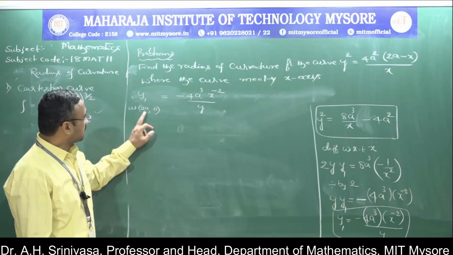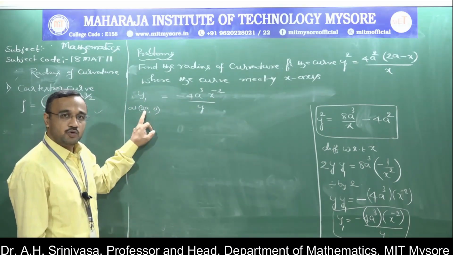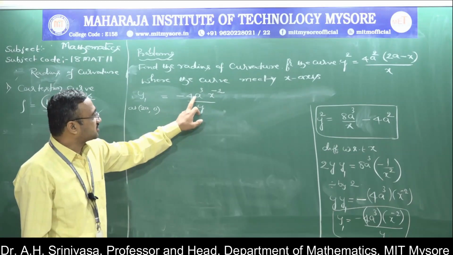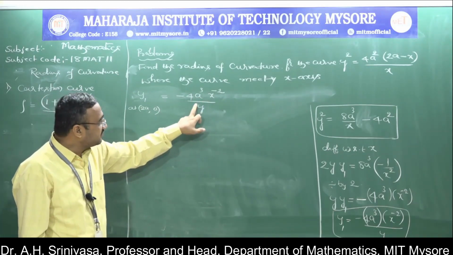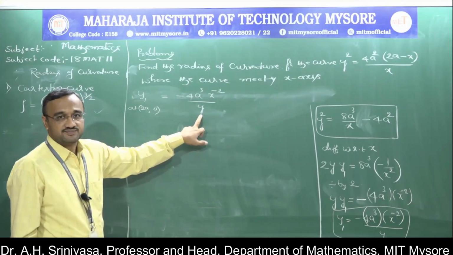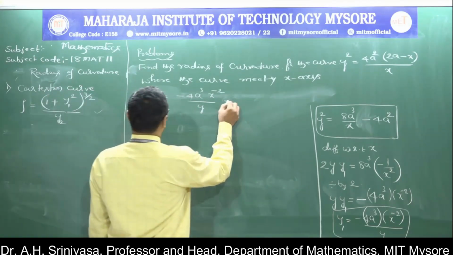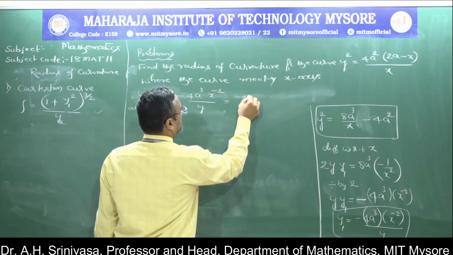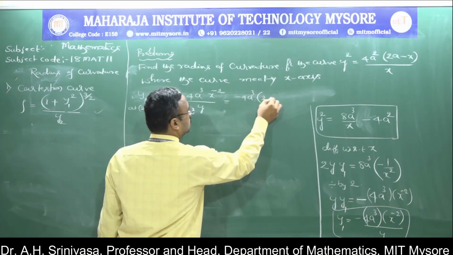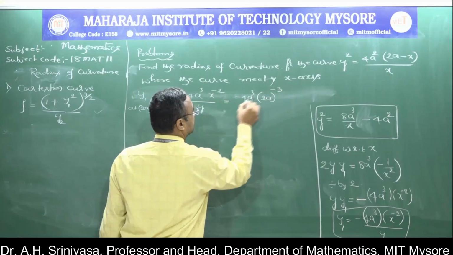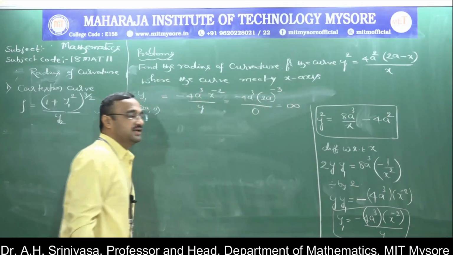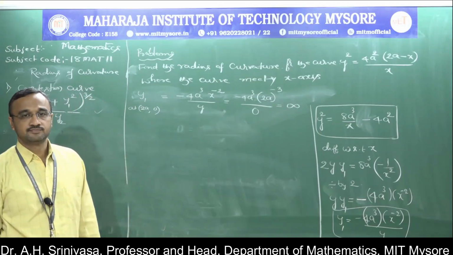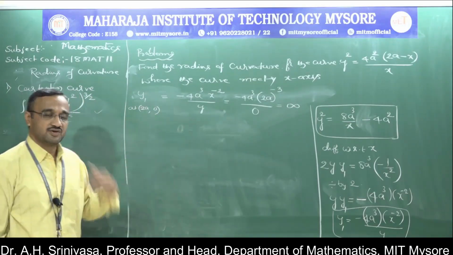So what happened now? Check it here. In place of x, you put 2a. So this becomes -4a^3 (2a)^(-2) divided by 0. What does it give? This becomes -4a^3 (2a)^(-3), then the whole divided by 0. It should give infinity. Now I got infinity.